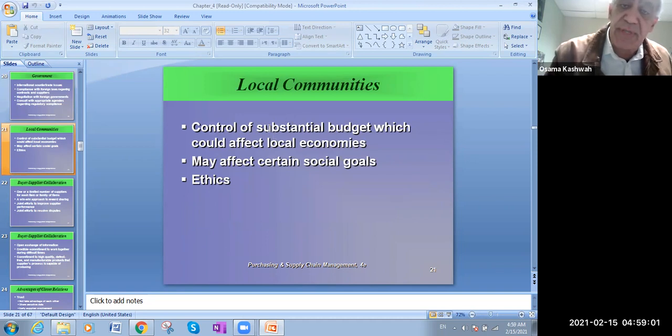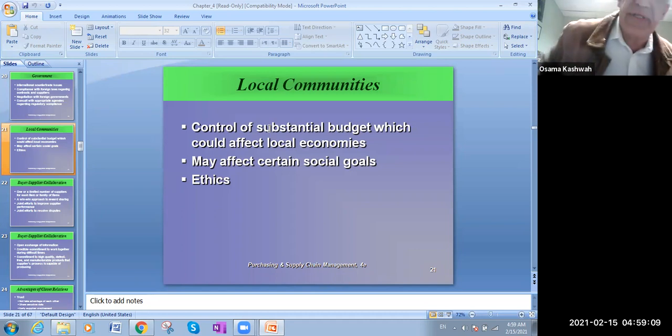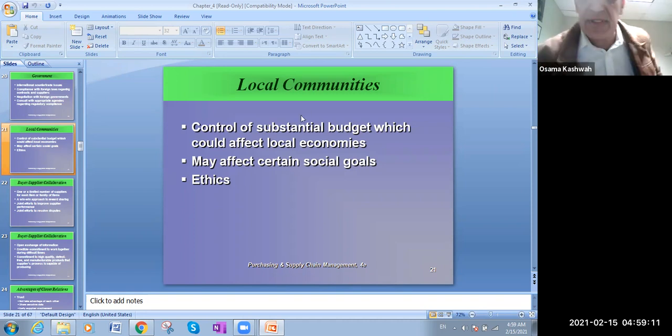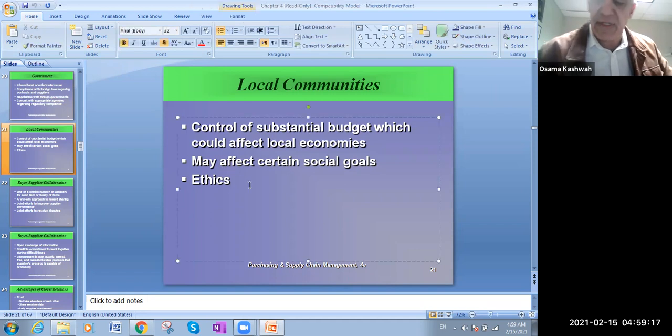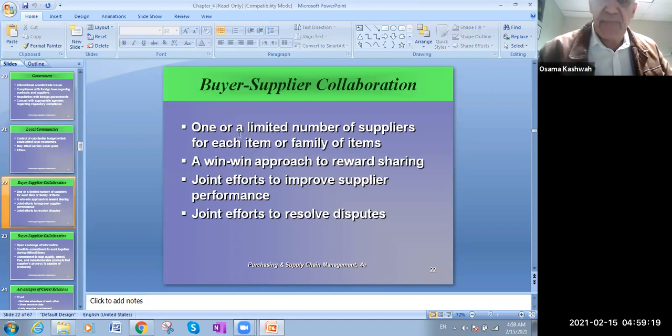So local communities, this is the third external. We talked about the government, we talked about the suppliers, and now we're talking about the local communities. Controls of substance budgets, which could affect the local economy, may affect certain social ethics. Buyer and supplier collaboration is also one of the main points.